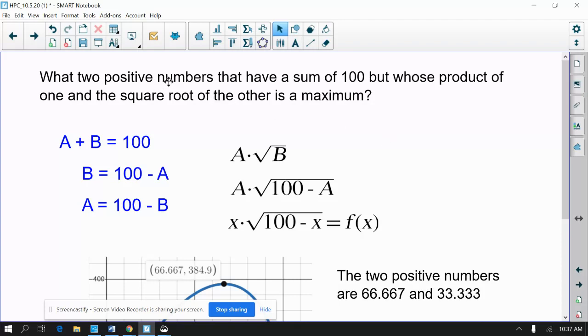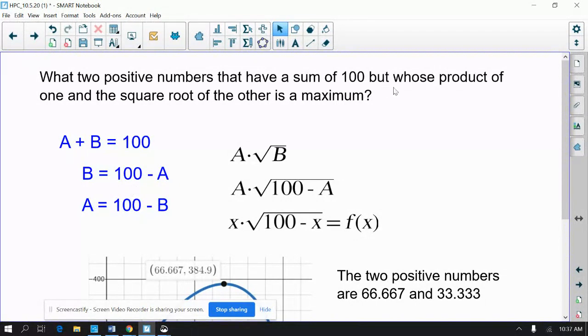You want to find two positive numbers that have a sum of 100. So stop. Two positive numbers that have a sum of 100 is this: A plus B is 100. If that's true, then B equals 100 minus A. But I could also say A equals 100 minus B. All three of these equations are saying the same thing.